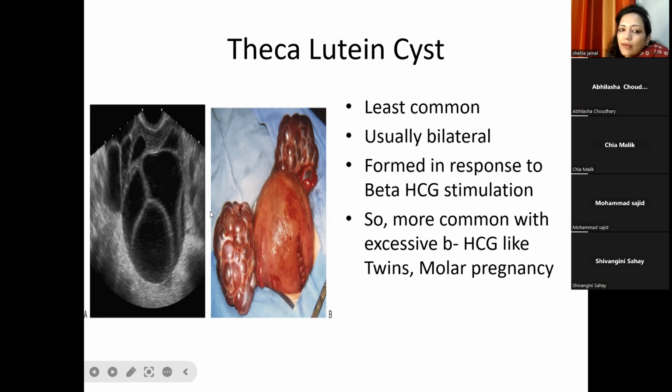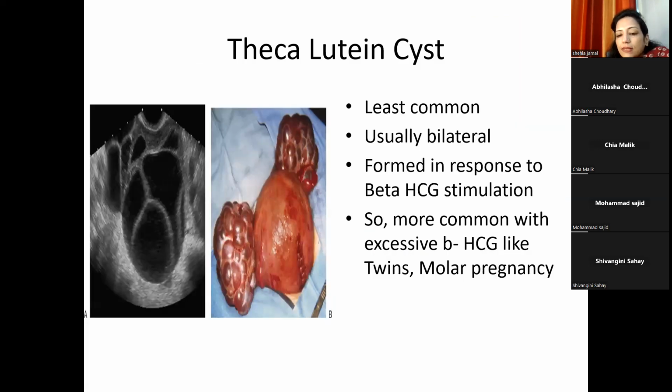That is why they will be having a bilateral appearance. On ultrasound, we can see multiple cysts which are having thin septations present bilaterally. If a pregnancy is there, either a molar pregnancy or a twin pregnancy, then we should always suspect that we are dealing with a case of theca lutein cyst.